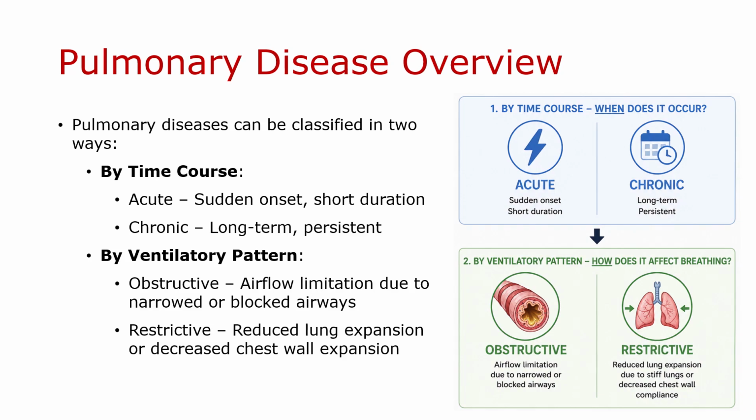Obstructive diseases make it difficult to move air out of the lungs because the airways are narrowed or blocked. Restrictive diseases make it difficult to fully expand the lungs because the lungs, chest wall, or both cannot expand normally. Both classification systems are important, and many pulmonary diseases fit into both. For example, pneumonia is generally an acute restrictive disease, while COPD is a chronic obstructive disease.